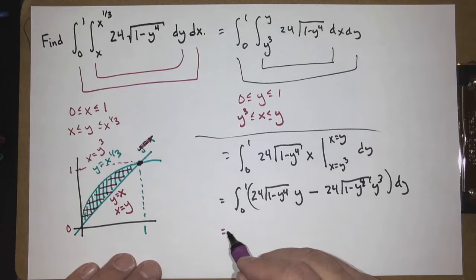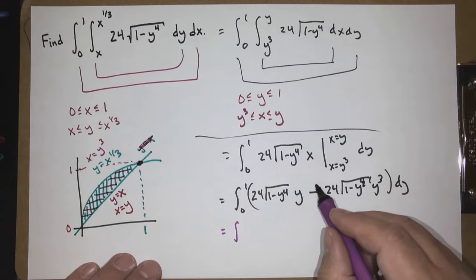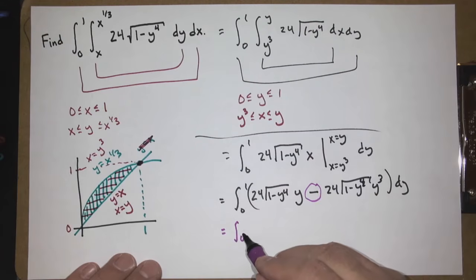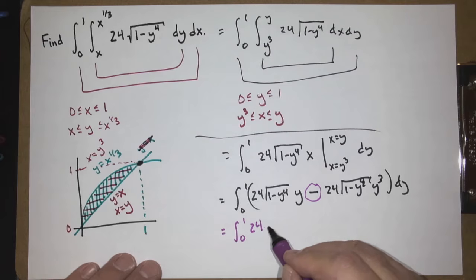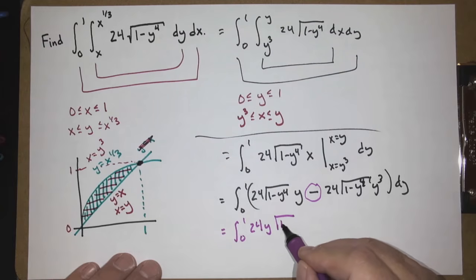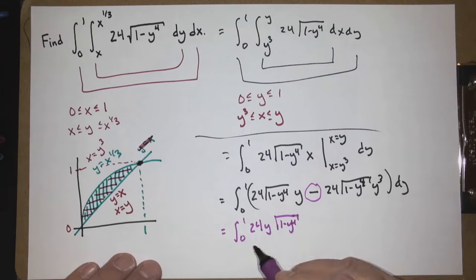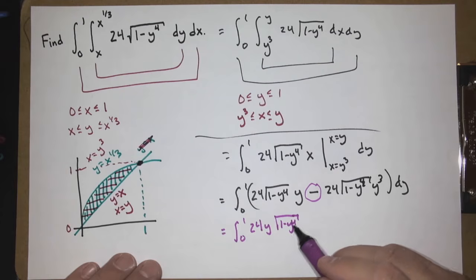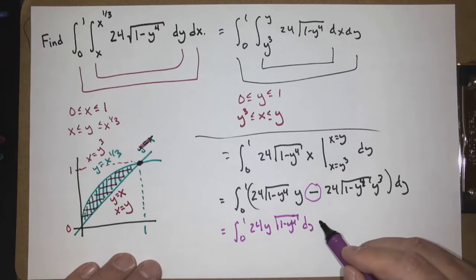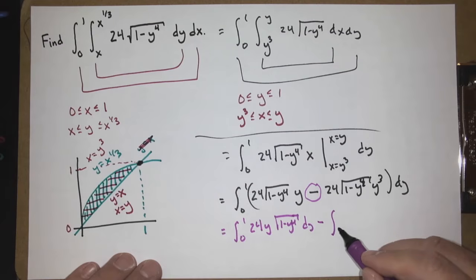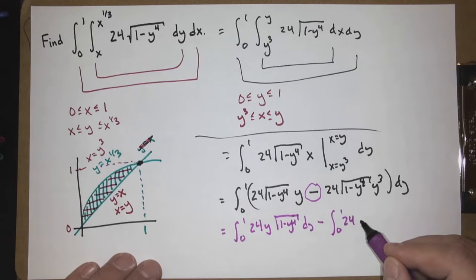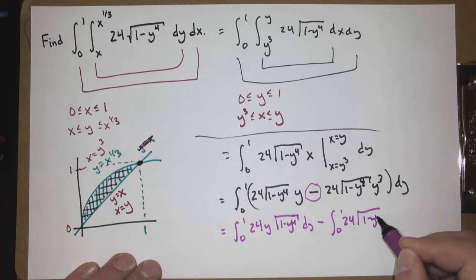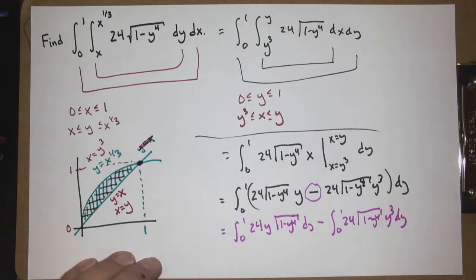How do you integrate this? Well, we're going to use the power of the minus sign here. And one of the things that it allows us to do is to break it up into two integrals. So the integral from 0 to 1 of 24y square root of 1 minus y to the 4th dy, minus the integral from 0 to 1 of 24 square root of 1 minus y to the 4th, y cubed dy. Okay, can anybody tell me how to do one of these two integrals? If you do one of them, I'll tell you how to do the other one.